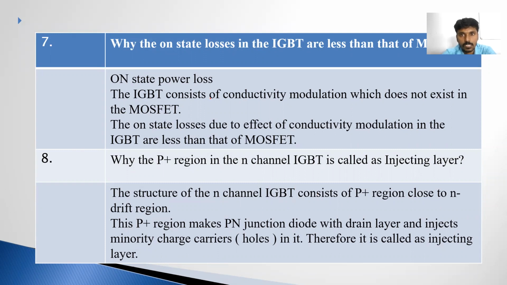Why are the on-state losses in the IGBT less than that of the MOSFET? The on-state power losses, the IGBT consists of conductivity modulation. The conductivity modulation of the IGBT is greater than the conductivity modulation of the MOSFET. Conductivity is higher, so current will also be higher, right? Conductivity higher means it will have the property of flow of current. But conductivity modulation is somewhat less in the MOSFET. Due to this, the power loss is also reduced. Okay, next.